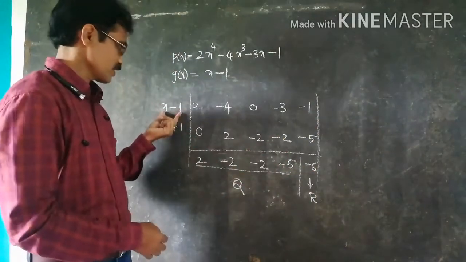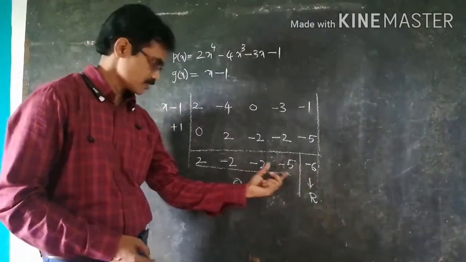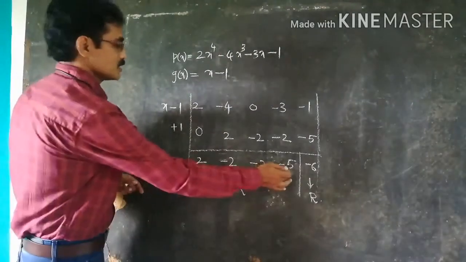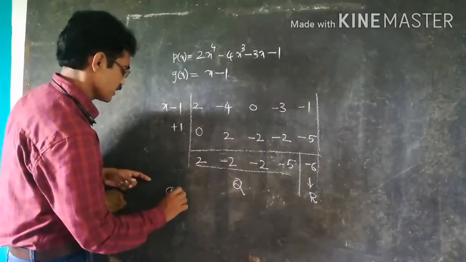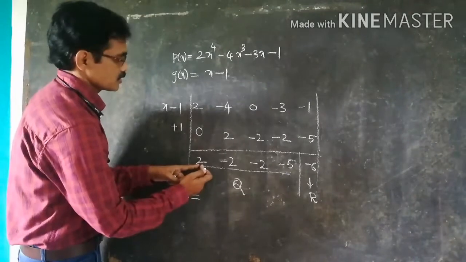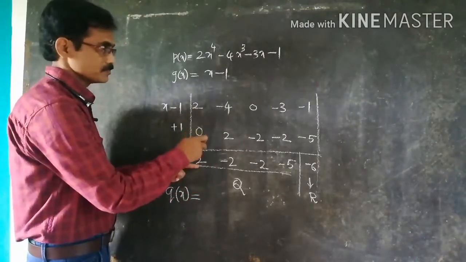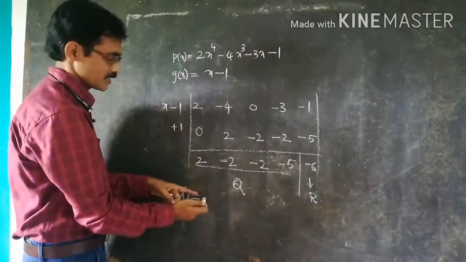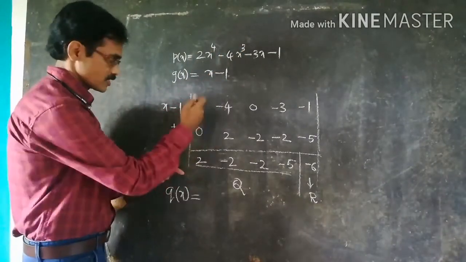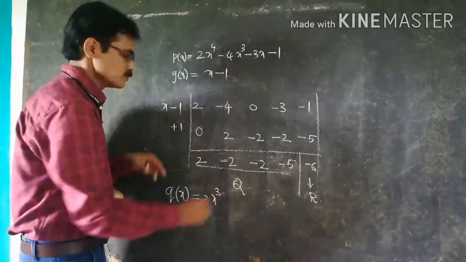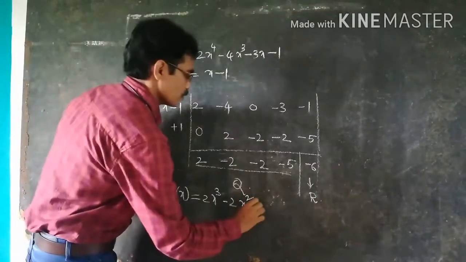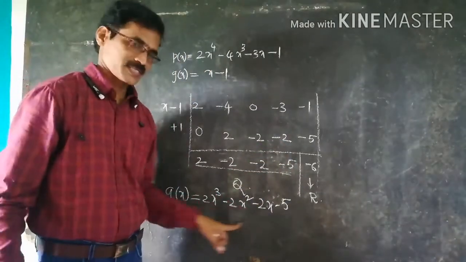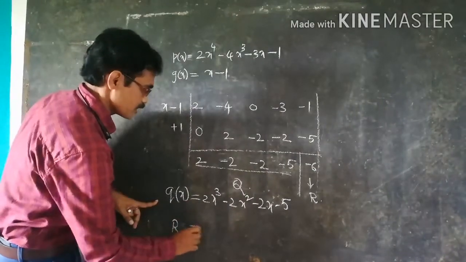When you are dividing by a linear polynomial, the last number is the remainder. All the remaining numbers are related to the quotient. So what is the quotient here? It is denoted by q of x. This is the coefficient of x cube. We are dividing the x to the 4 coefficient by the linear polynomial, so you will get the next power, that is x cube. So 2x cube minus 2x square minus 2x minus 5 is the quotient, and the remainder is minus 6.